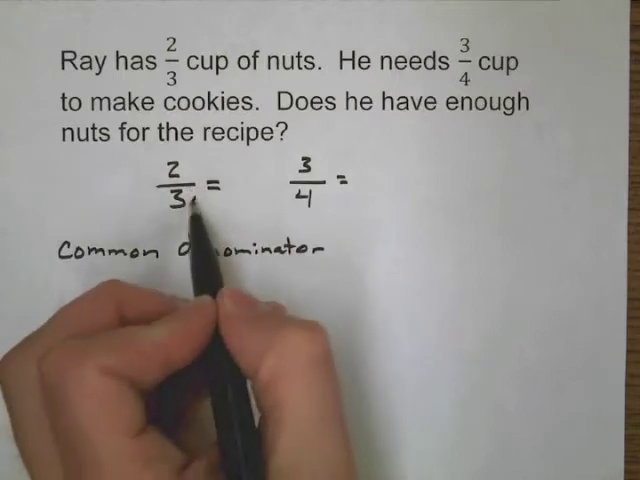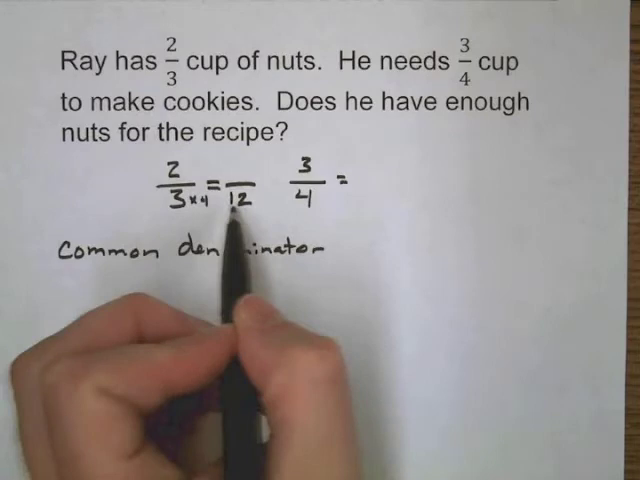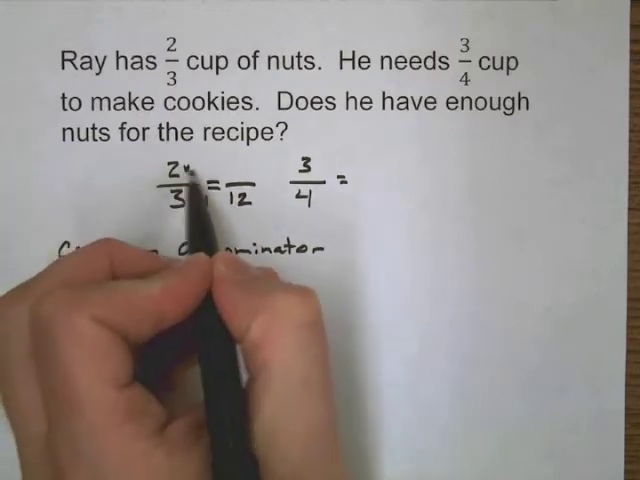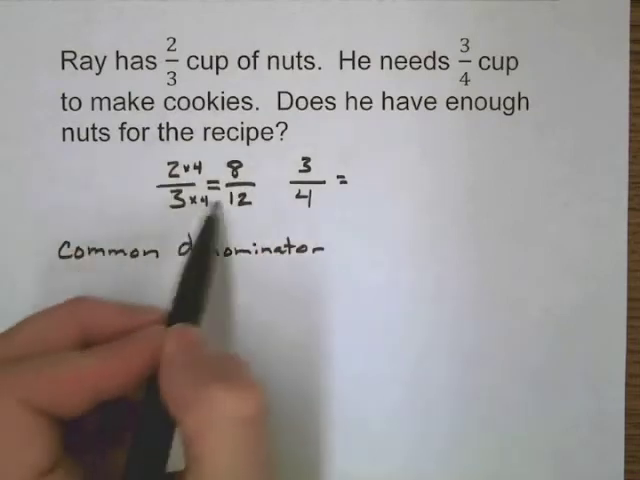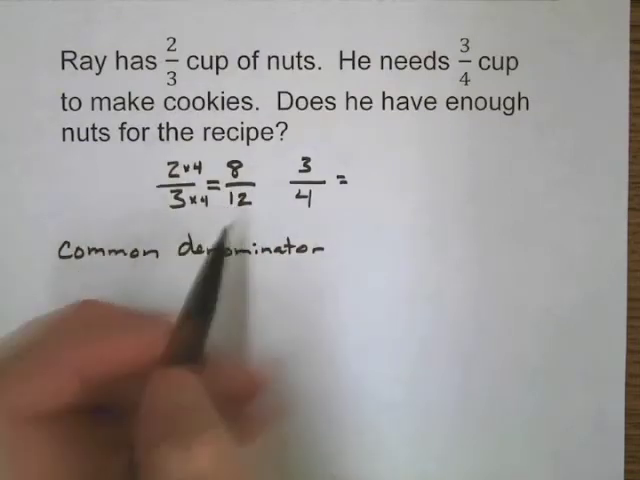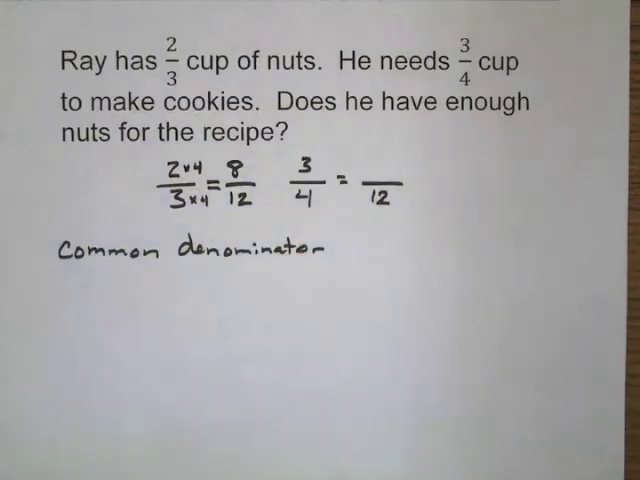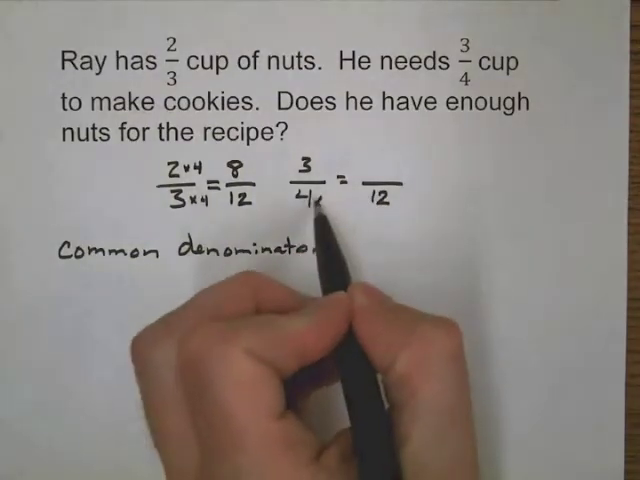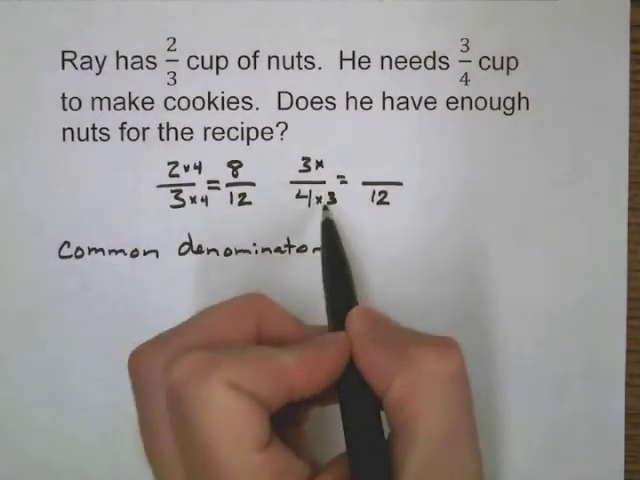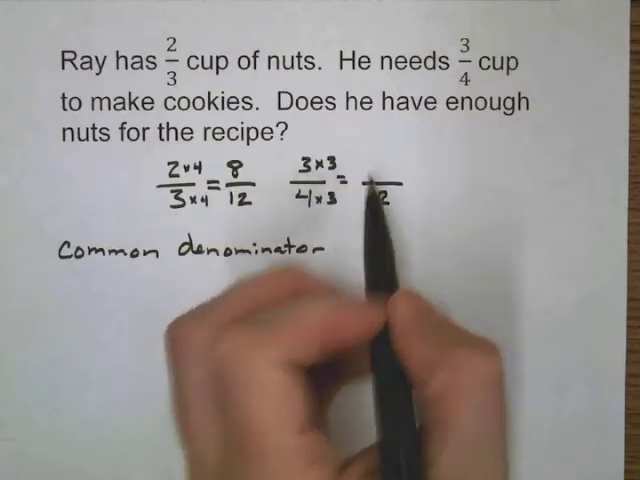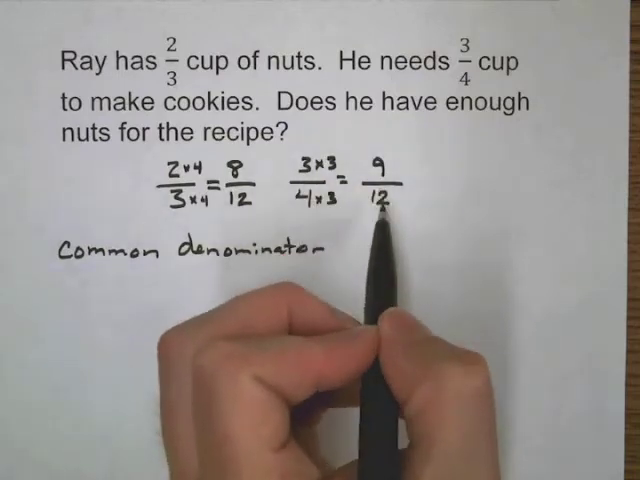So if I multiply this by 4, I end up with 12. And the 12ths, if I multiply the bottom by that, I have to multiply the top by that. 2 times 4 is 8. And 2/3 is equivalent to 8/12. So I want to see, can I also make 3/4 equivalent to 12ths? Well, 4 times 3 is 12. And if I multiply the bottom by 3, I have to multiply the top by 3, and 3 times 3 is 9. So 3/4 is equivalent to 9/12.